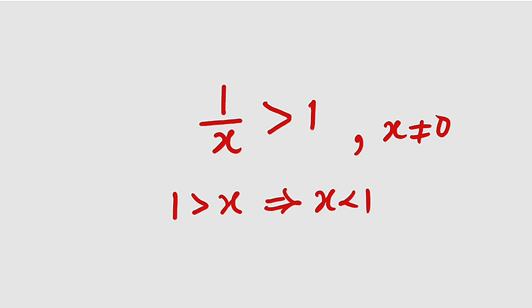What about if we have negative 2? We have 1 divided by negative 2, which is negative 0.5. And negative 0.5 is not greater than 1, rather less than 1. So in fact, any value that is less than 0 will be negative, and 1 divided by a negative value will give us a negative value, and all negative values are less than 1. So what is the right answer?